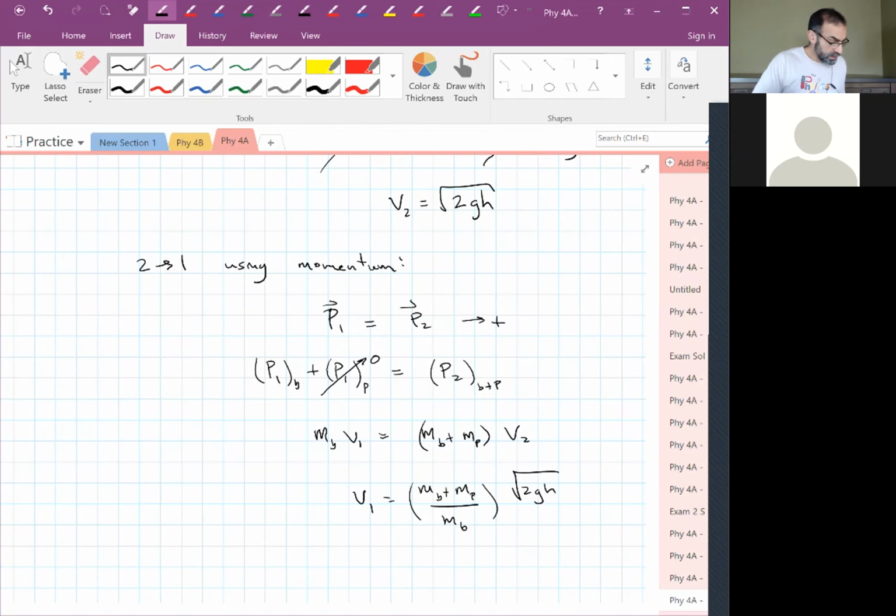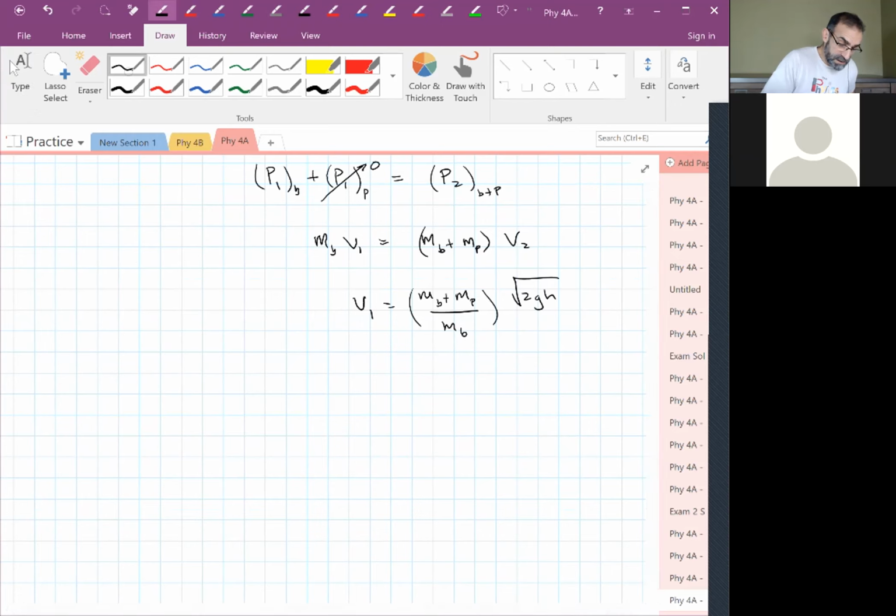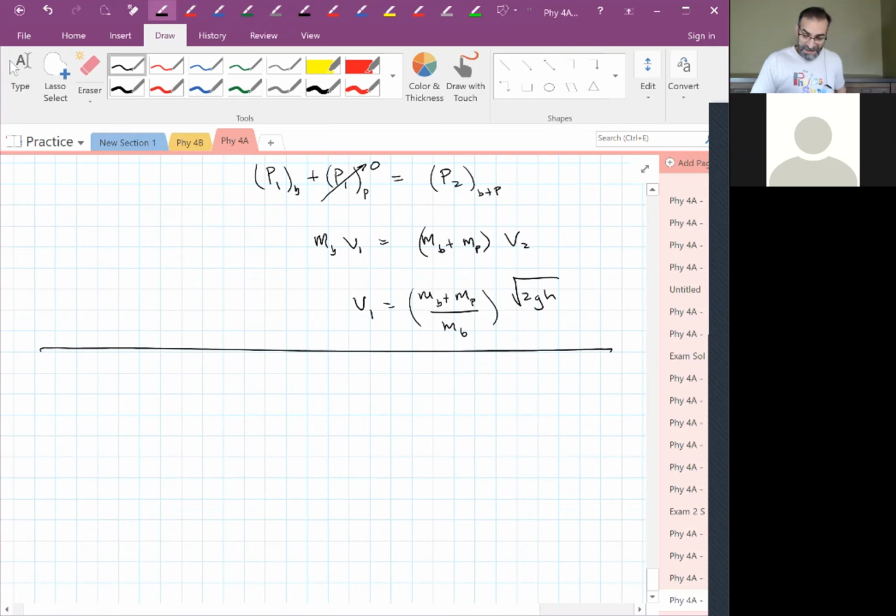Okay, let's do this. I'm just trying to make a point here. If we could get every person on Earth to stand in the same place and jump, we want to know what's the velocity of the Earth in the other direction.